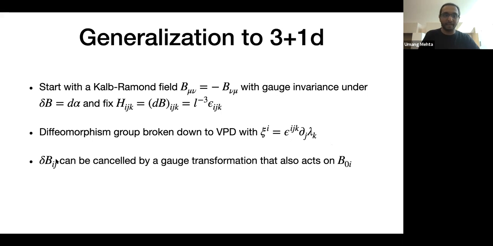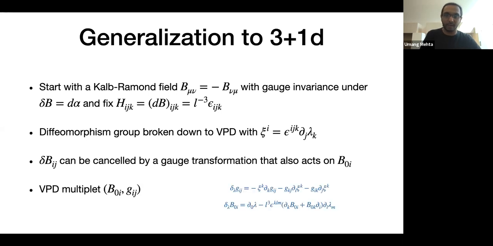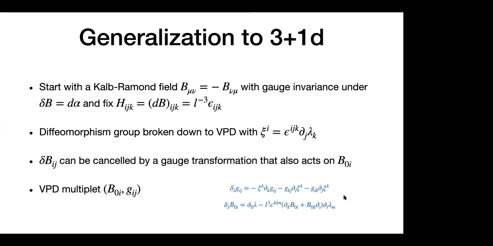Once again, we'll find that the variation of the spatial components can be canceled by a gauge transformation. This gauge transformation also acts on B0i, and from there we find this volume preserving diffeomorphism invariant multiplet, which consists of this spatial vector B0i and the spatial metric Gij. I will put up the transformations for both of those here for convenience, but the technical details of these equations aren't important. Sorry, I have a quick question.